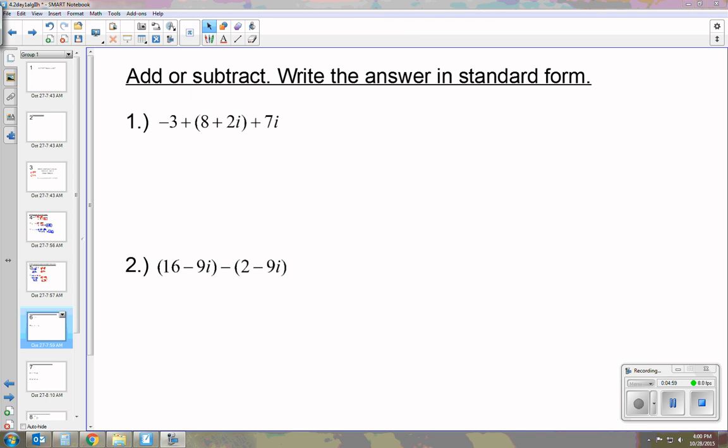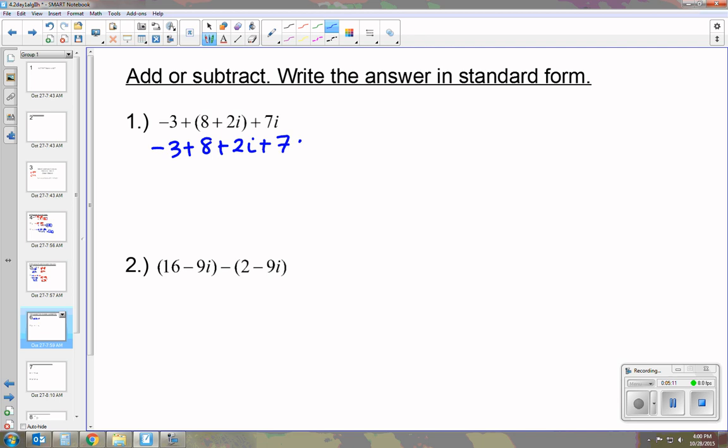Now I'm going to show you how to add and subtract the value of i. We can manipulate i just like a variable. It has the same properties. So this first one, since we don't have anything in front of the parentheses, those can go away. And then we can combine like terms. Negative 3 plus 8 is 5, and 2i plus 7i is 9i.